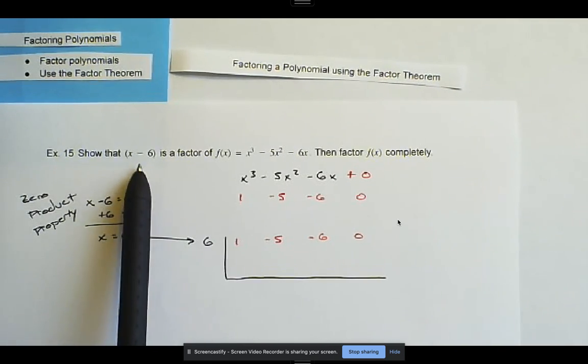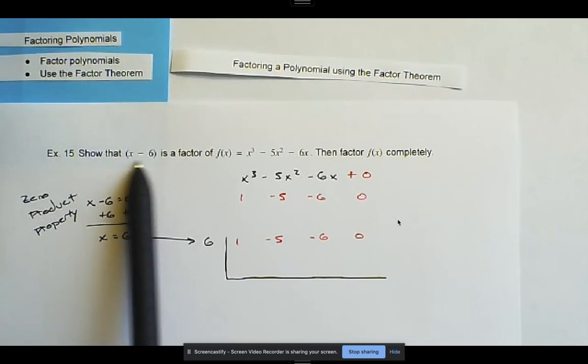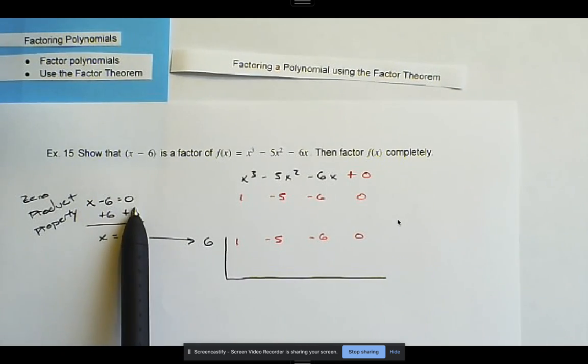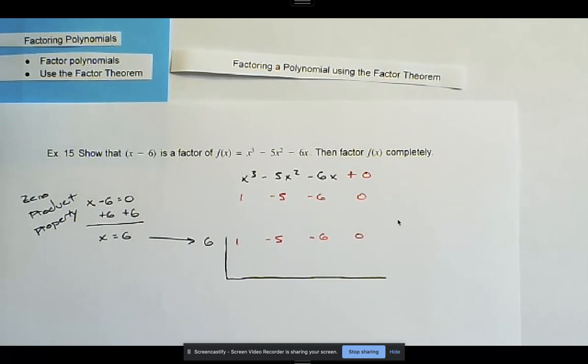So we use the zero product property to check the binomial for the zero. So x minus 6 equals 0. Add 6 to both sides, x equals 6. So using synthetic substitution of 6, we're going to find out what the remaining polynomial is.